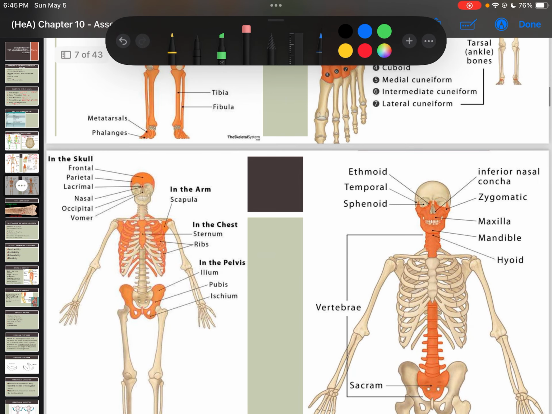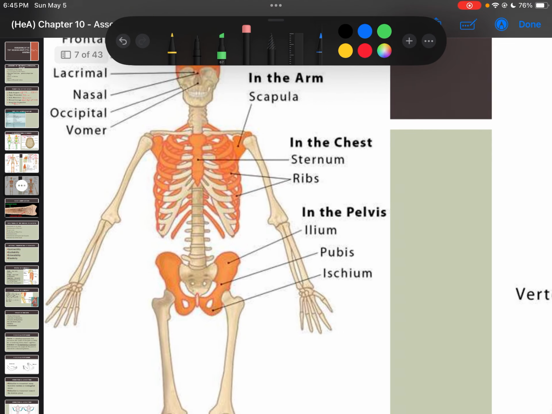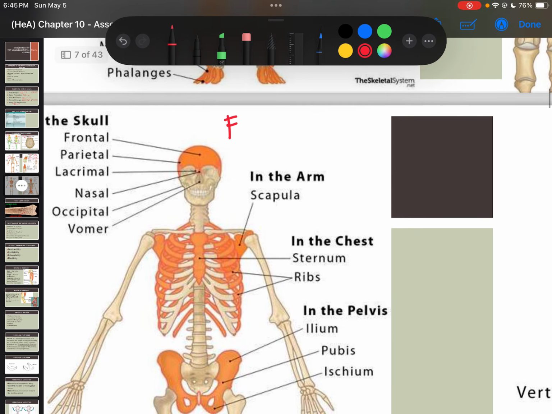Next, we have what we call our flat bones. Flat bones, class, are very special because they have 2 functions.